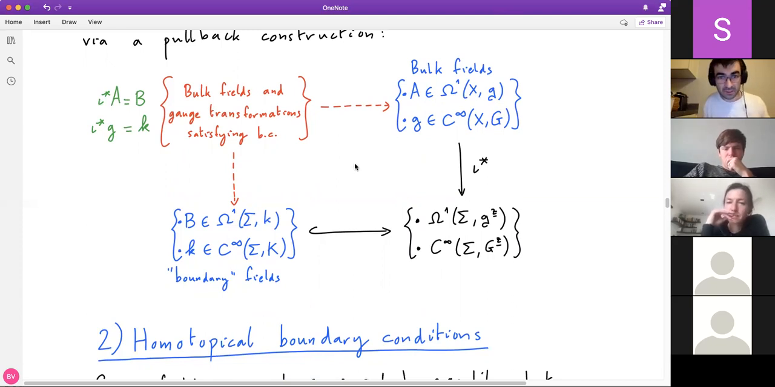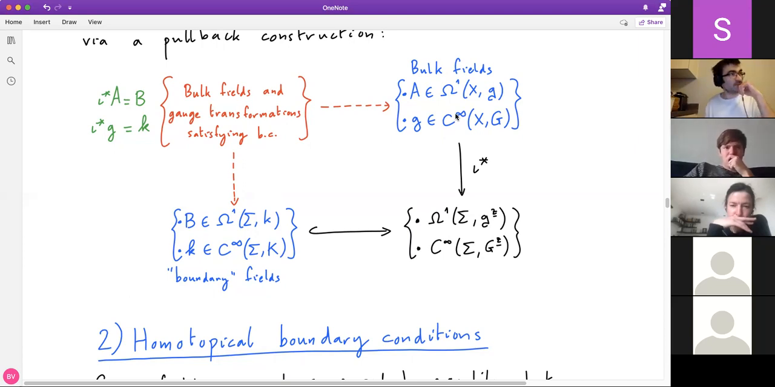Question: what is the physical interpretation of these boundary fields? The boundary fields themselves, I don't think have an interpretation as far as I'm aware. The main thing is that I want my bulk fields to restrict to be valued in some subalgebra. This is the main thing.